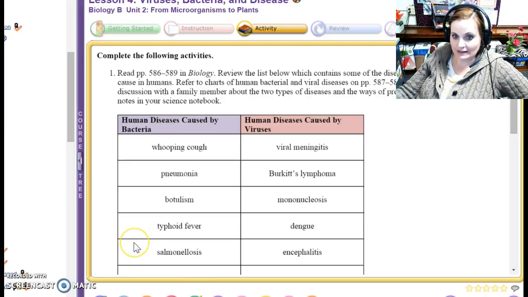Remember, even though you're working on this in Unit 2, Lesson 4, you're not turning it in until Lesson 8. So that gives you a good week, two weeks to get it done.